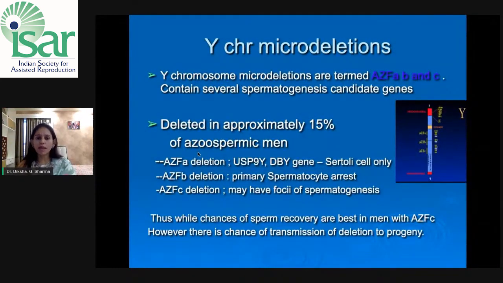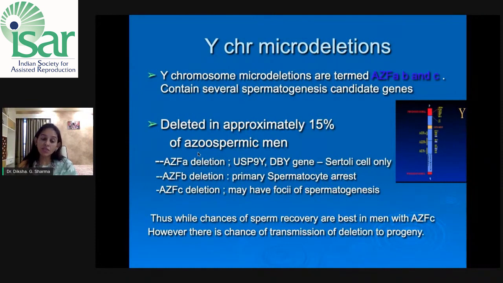Coming to Y chromosomal microdeletion, these are basically deletions in the Azoospermia factor genes, and these three areas are the AZF A, B, and C regions. These regions of the Y chromosome contain several spermatogenesis candidate genes which affect the various enzymes and pathways of spermatogenesis. It is important to test for them because 15% of males would carry these deletions.